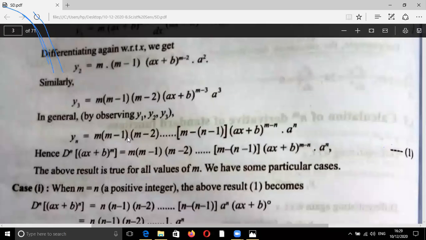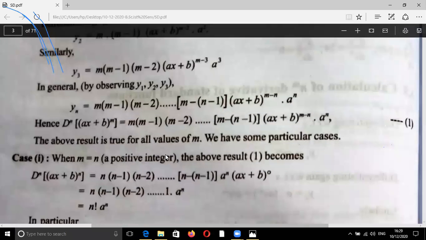Now from y1, y2 and y3 you are going to get yn. Here you see m minus 2 is there, you are writing m into m minus 1 into m minus 2 and so on to m minus n minus 1 times (ax plus b) to the power m minus n into a to the power n, because for 3 you see minus 2 is there, that's why you are writing here m minus n minus 1.